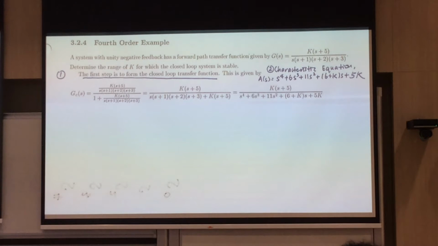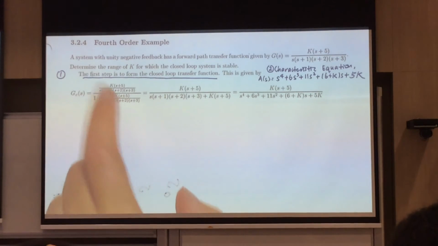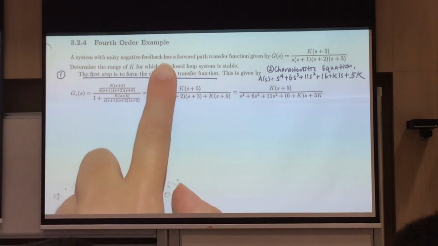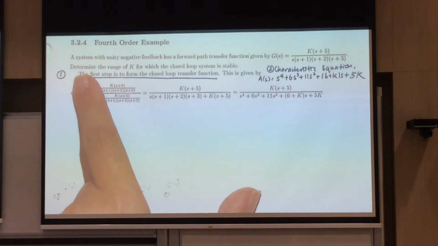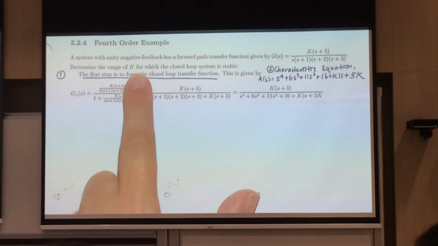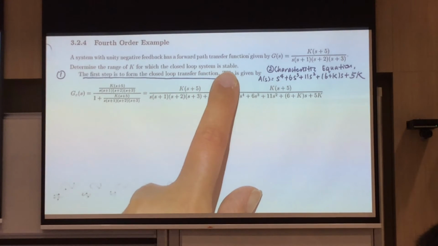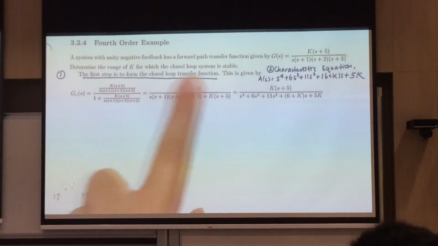All right. For further example, this is when you need to form your Routh array. Are you guys ready to continue? Yes? Alright. Same here, a system with unity negative feedback has a forward path transfer function given by this. Alright, so this is your G. The question is often always asked in this manner. So what you'll be asked in the exam, if this comes out, is to determine the range of K for which the closed loop system is stable.